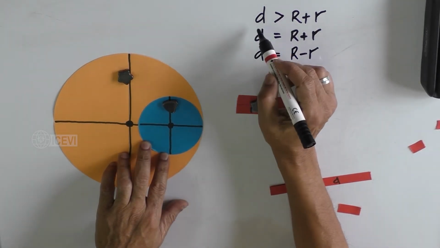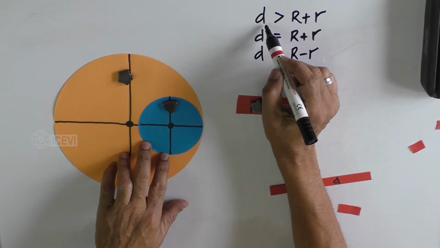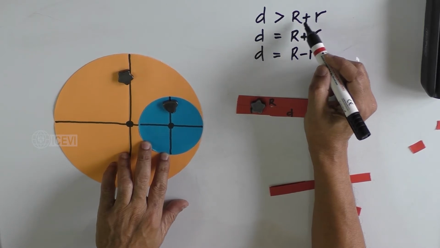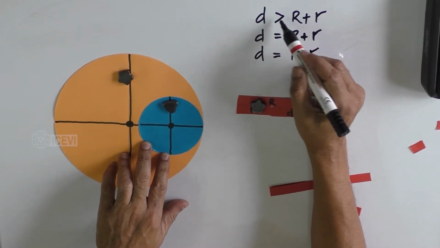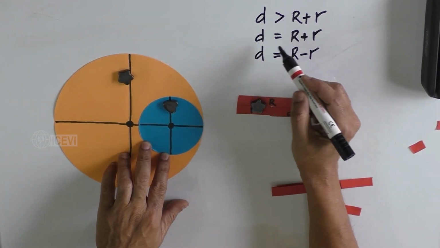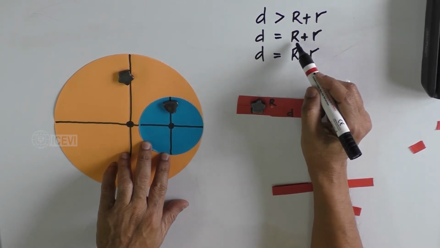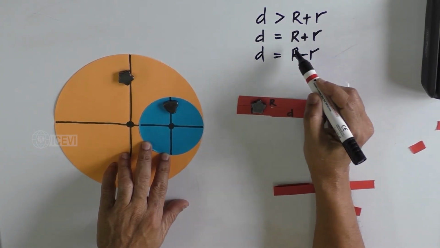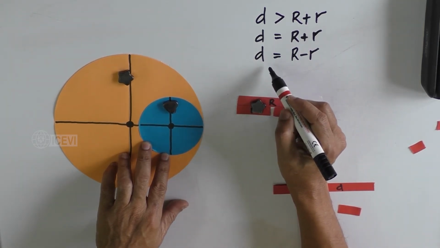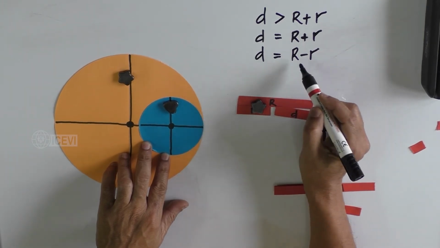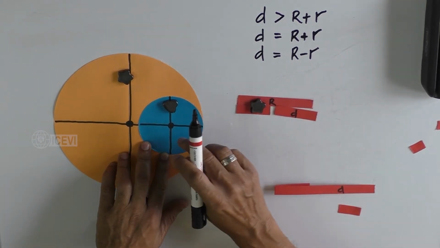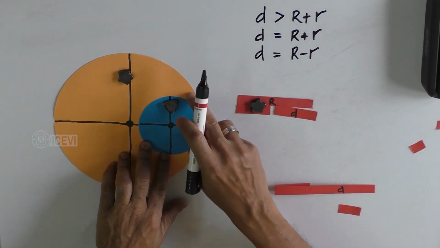When the distance between the centers of the circles is greater than the radius of the big circle and the radius of the small circle put together, you can say that they are not touching, they are separate. When the distance is equal to the radius of the big circle plus the small circle, you can say that the circles are touching externally. When the distance between the centers of the circles is nothing but the radius of the big circle minus the radius of the small circle, you can say that the circles are touching internally.